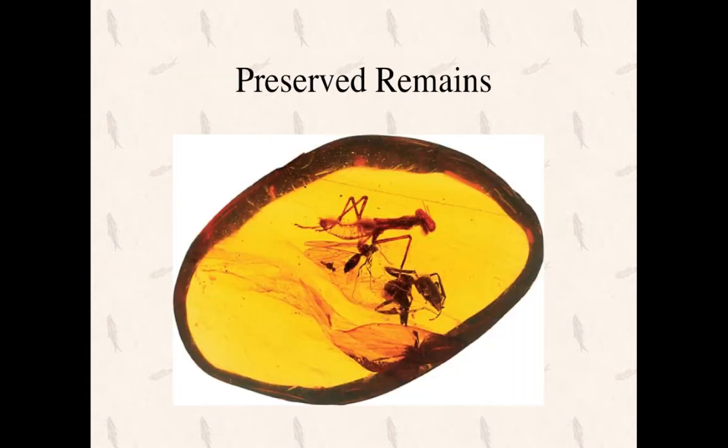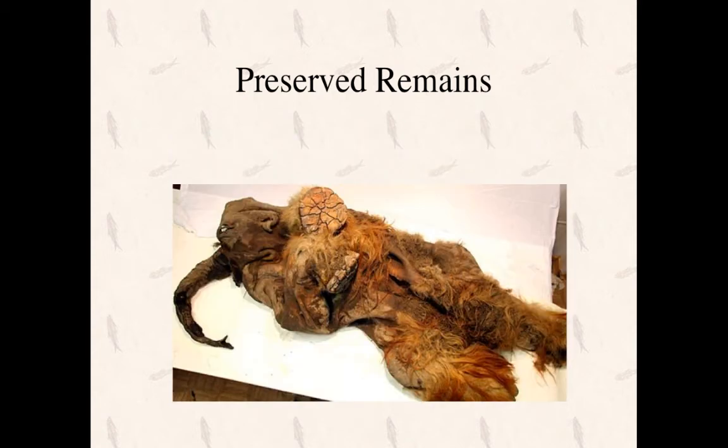Here's an example of some preserved remains in amber. Amber forms from tree sap, so these insects were trapped in amber, and they are perfectly preserved there, not really fossilized. Here is a woolly mammoth that was discovered in Siberia, and it just froze. It was taken out of the ice, and you can see the skin and the hair all there, preserved. They did not rot away. So kind of a cool thing there.